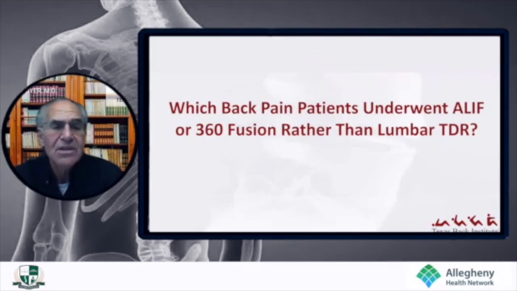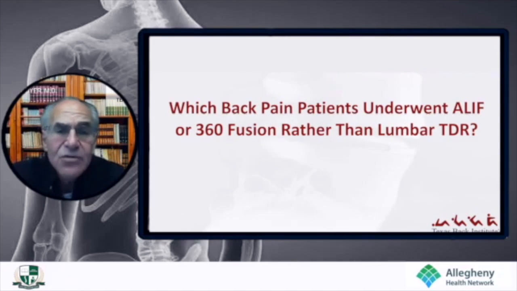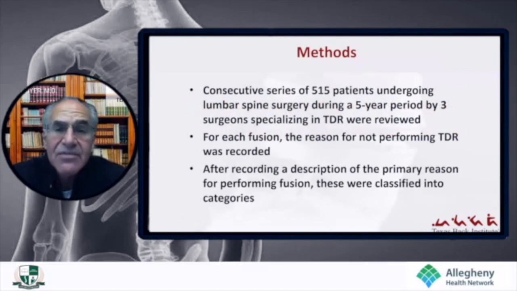Now, we're going to switch gears and look at the same population, but this time for the lumbar disc replacements. And this would be looking at those patients that underwent either an ALIF or a 360 fusion rather than the lumbar TDR. We had a consecutive series of 515 patients over a 5-year period, again by the 3 of us. For each fusion, the reason for not performing the TDR was recorded. And after recording the description for the main reason, these were then classified into the various categories, much like we did in the cervical study.